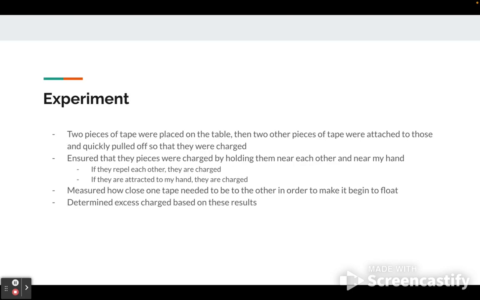So for the actual experiment, we charged two pieces of tape by placing pieces of tape on the table, then the other pieces were attached to that and quickly ripped off, and then they were charged. We ensured that the pieces of tape were charged by holding them near each other and near my hand. So we knew that if they repelled each other, they were charged, and if they were attracted to my hand, they were charged. And then we measured how close one tape needed to be to the other in order to begin to make it float, and then we determined the excess charge based on those results.